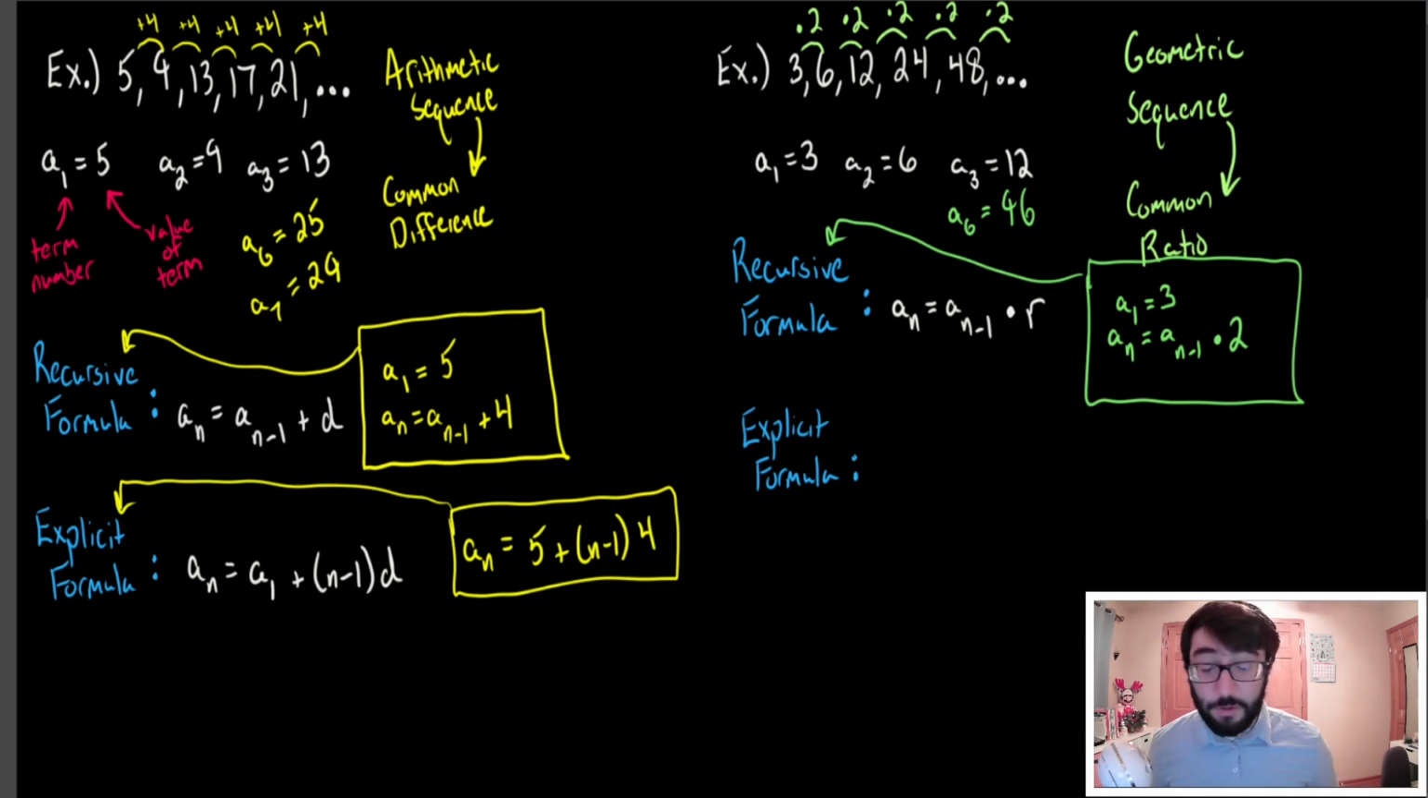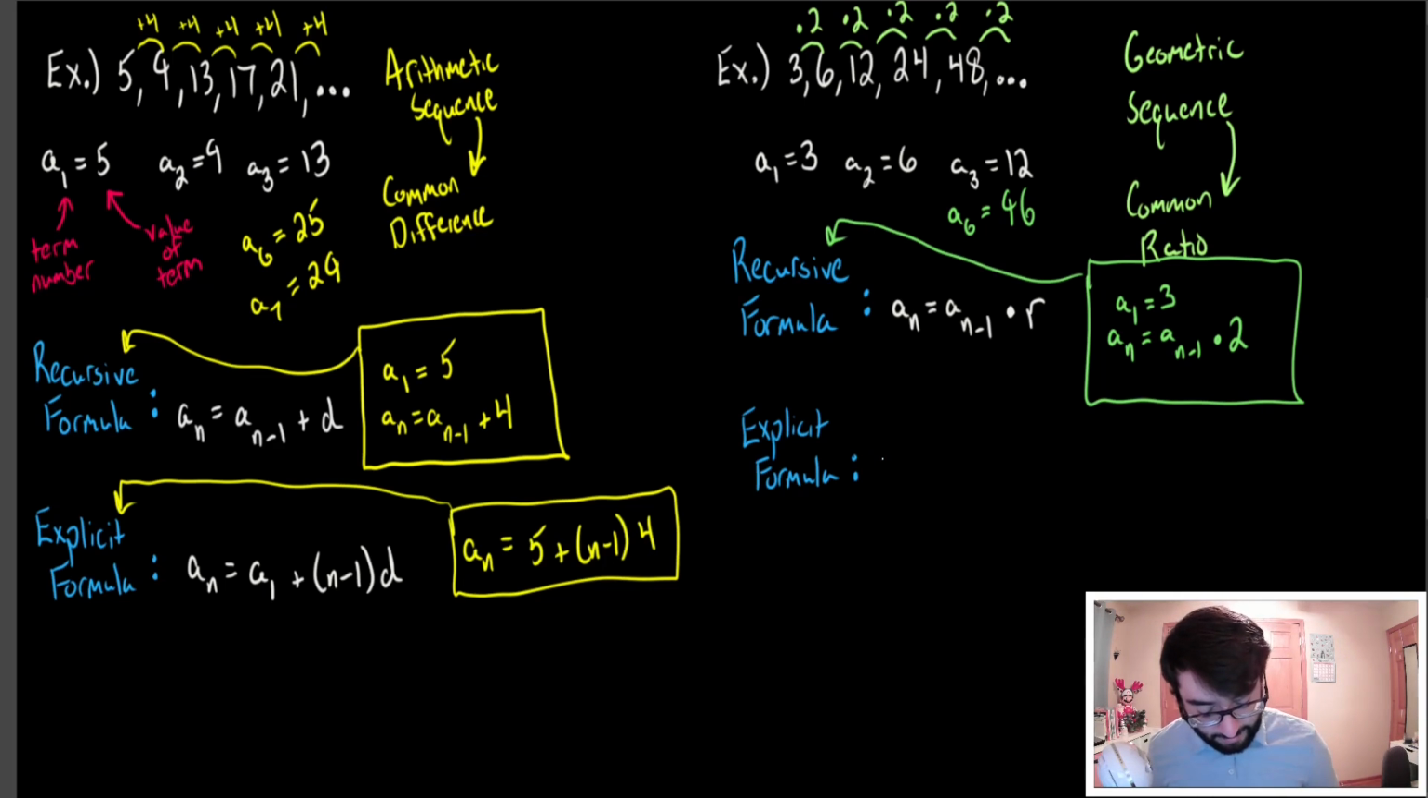Now, the explicit formula for our geometric sequences is actually very similar. Notice that in order to find the third term, that could be thought of as taking the first term and multiplying it by 2 twice. To find the fifth term, we can think about it as taking the first term and multiplying by 2 4 times, and so on and so on. It's always one less than the term we're actually trying to find.